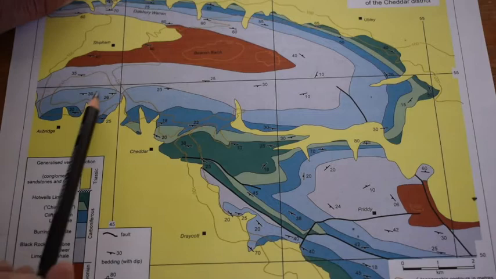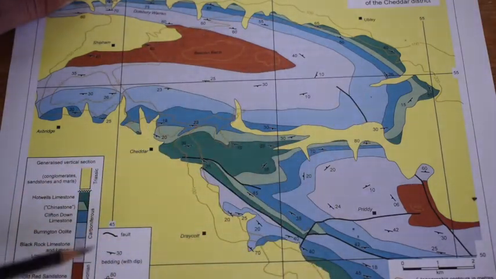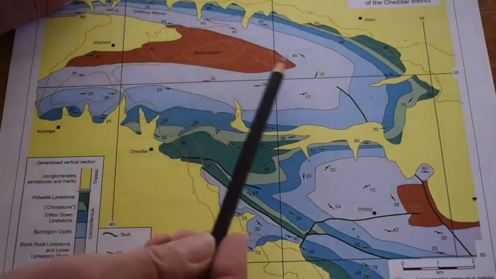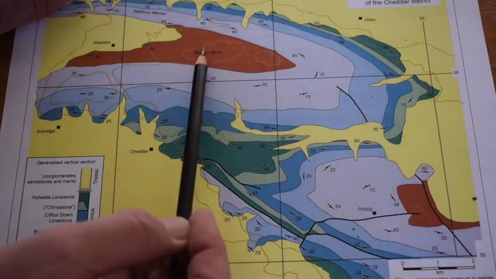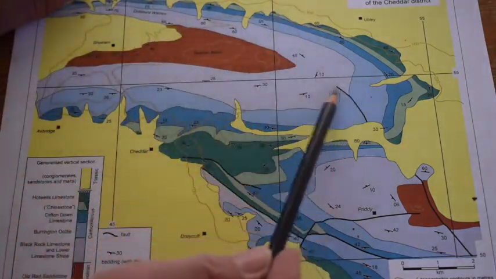And you can see that this is part of a fold structure that's closing to the right. It's got older rocks in the core, so it's an anticline. The dips are outwards away from the core of it, so it's also an antiform, plunging down this way, so we have a fold structure.